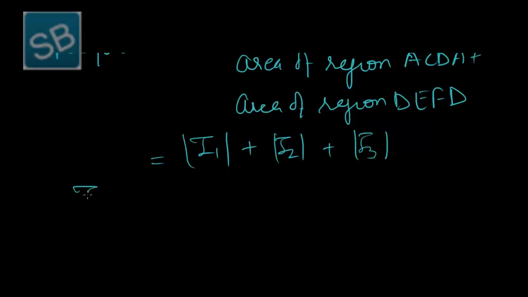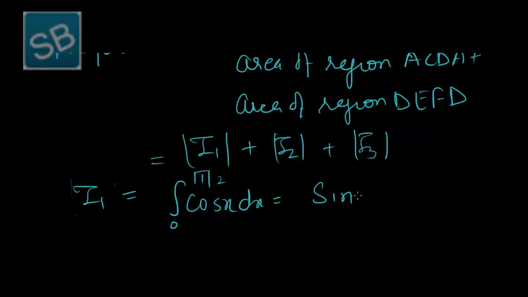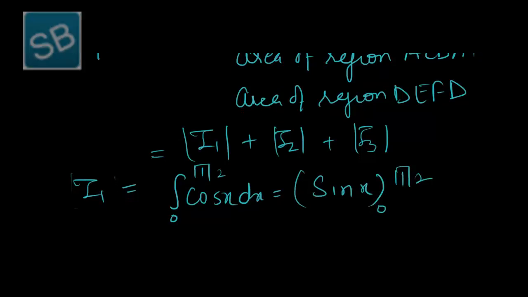So I1 is the integral from 0 to pi by 2. Sorry, that is I1. We are not writing modulus here. This will be easy to calculate. The integral from 0 to pi by 2 of cos x dx. The integration of cos x is sin x, ranging from 0 to pi by 2. So it gives sin pi by 2 minus sin 0. Sin pi by 2 is 1. That is 1 minus 0, that gives 1. Therefore, modulus of I1 is 1.